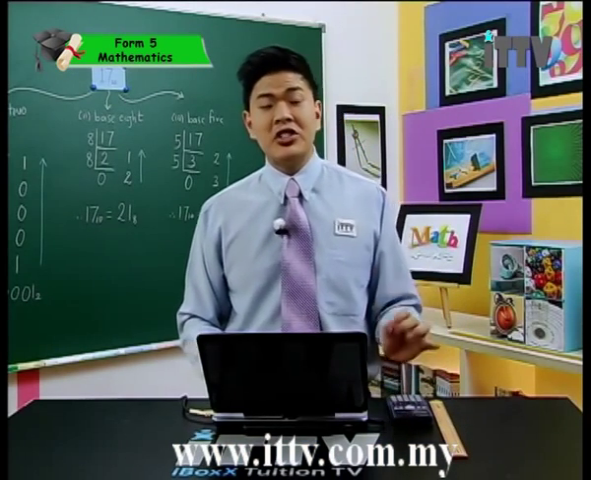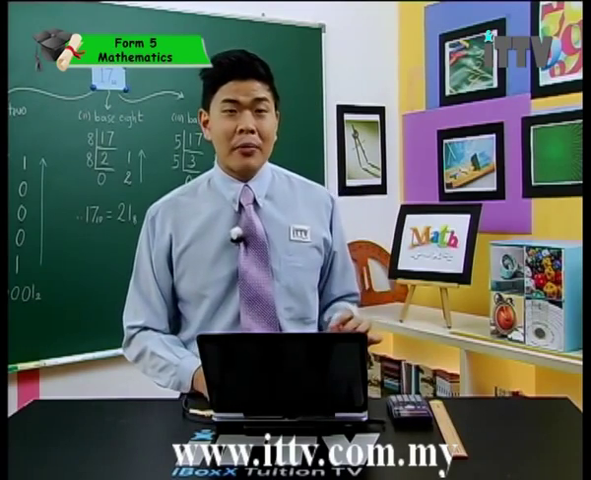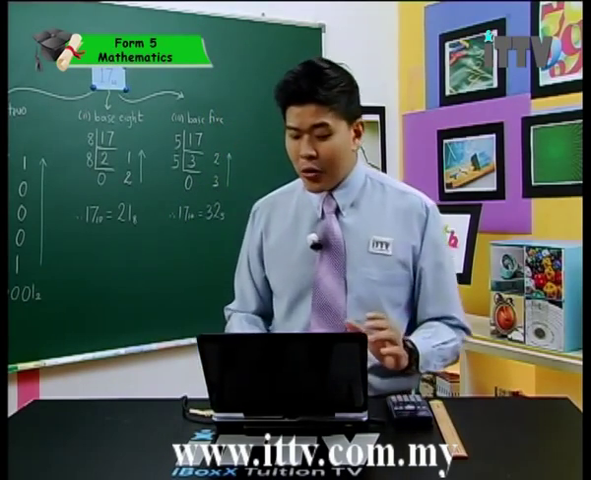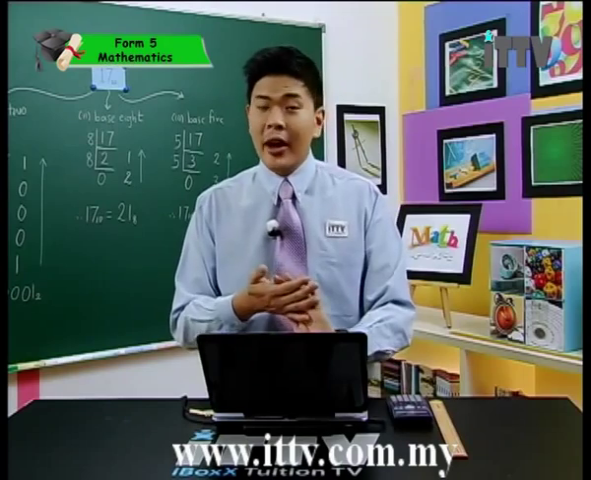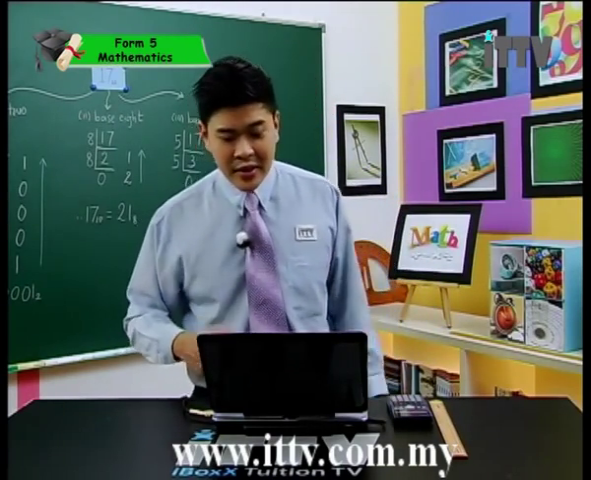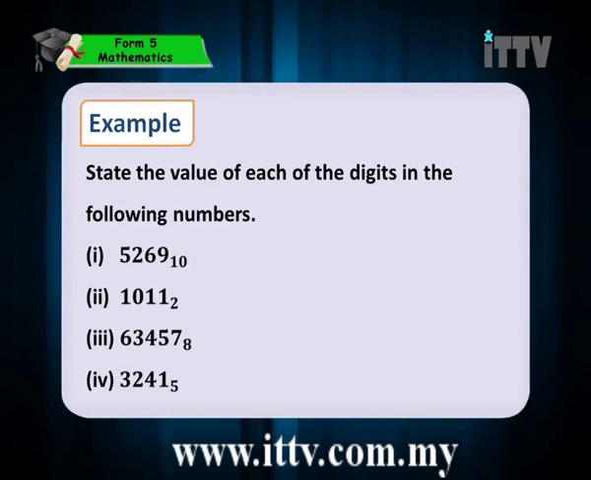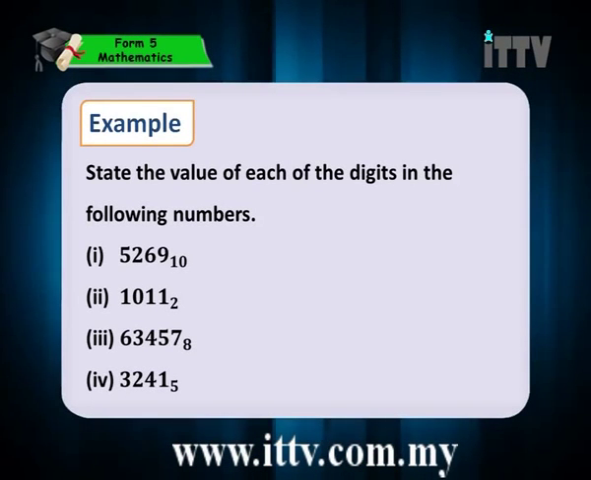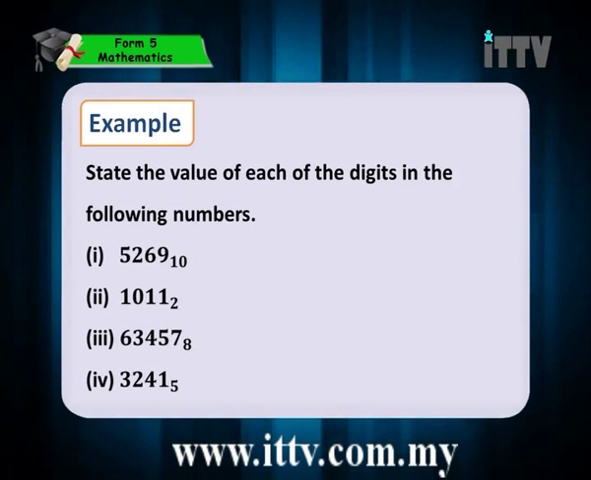The value of a digit is actually the digit multiplied by its place value. Now let's take a look at this example, starting with base 10, to give us a clear understanding. State the value of each of the digits in the following numbers.